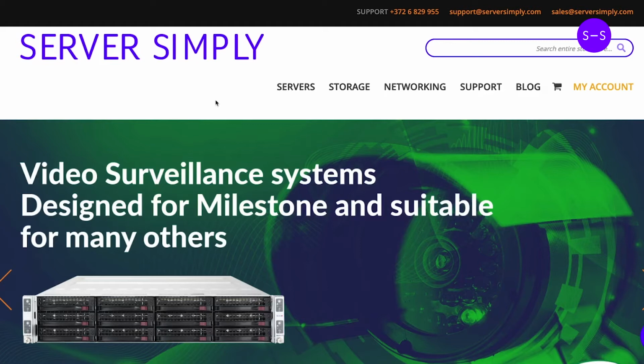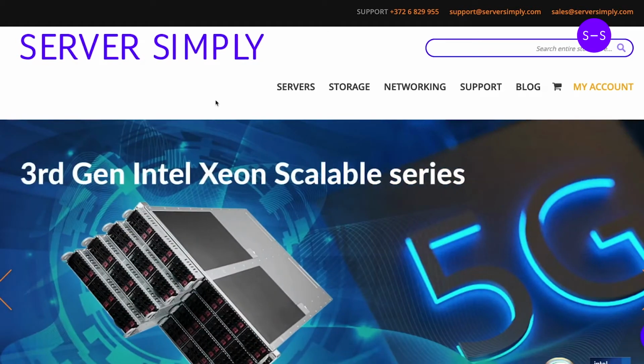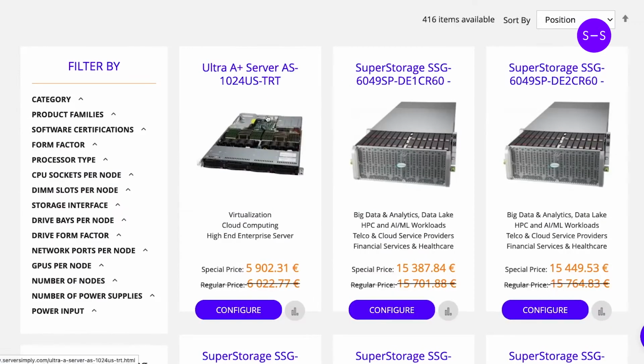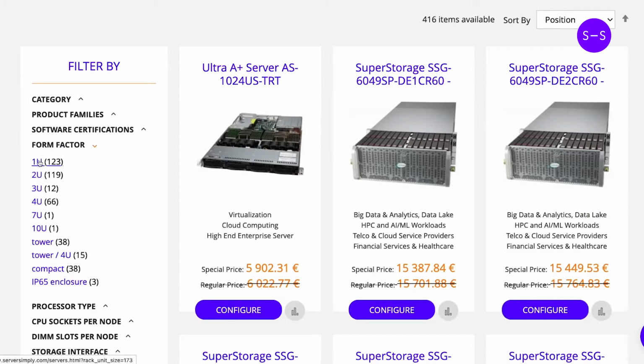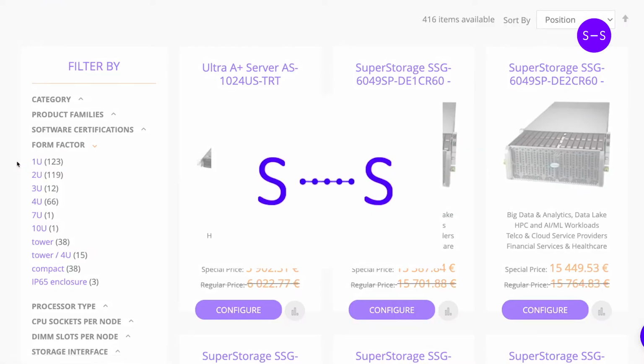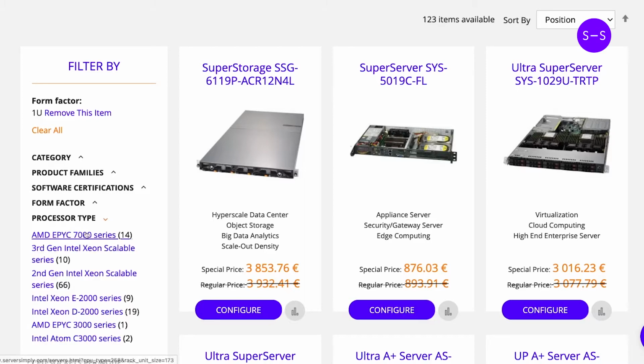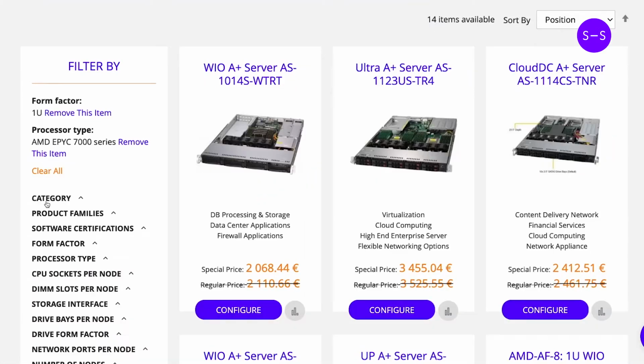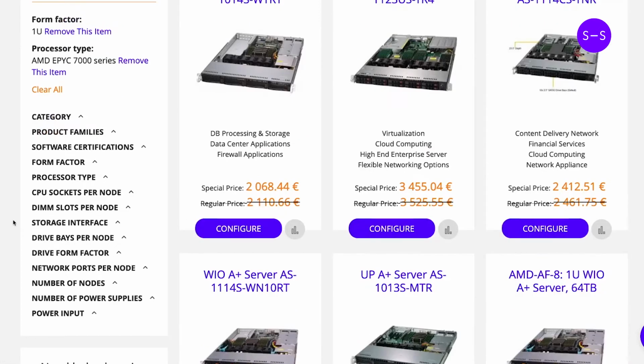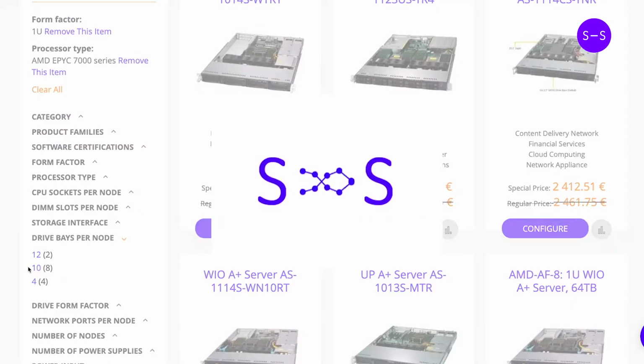Lately AMD based systems are quite popular, so let's follow the trend then. It is actually one new system. We can narrow down the selection here. Since we mentioned AMD, the CPU type should be AMD EPYC 7000 series, and the most common or popular storage bay option would be actually 10 bays per one new server.